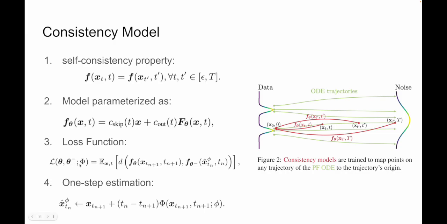So theta is actually what we want, the target network, and phi is the teacher network, because we are doing distillation from a teacher model. We usually use a stable diffusion model for it.